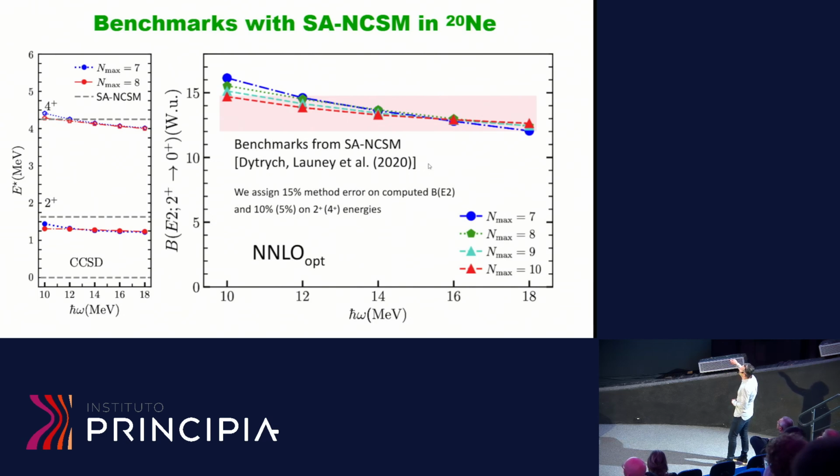And as you can see, as we increase the model space, the dependence on the frequency of the basis becomes smaller, and we also nicely overlap with the more, let's say, more exact symmetry-adapted no-core shell model calculations using the same input interaction.